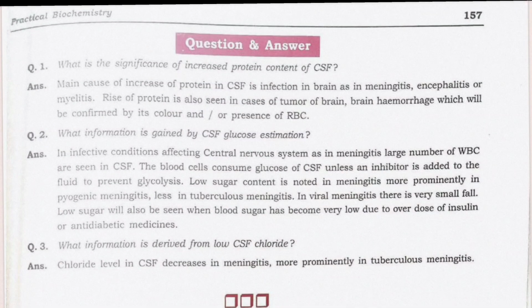Question and answer. What is the significance of increased protein content of CSF? The main source of increase of protein in CSF is infection in the brain, as in meningitis, encephalitis or myelitis. Rise of protein is also seen in case of tumor or brain hemorrhage, which will be confirmed by its color and or presence of RBC.